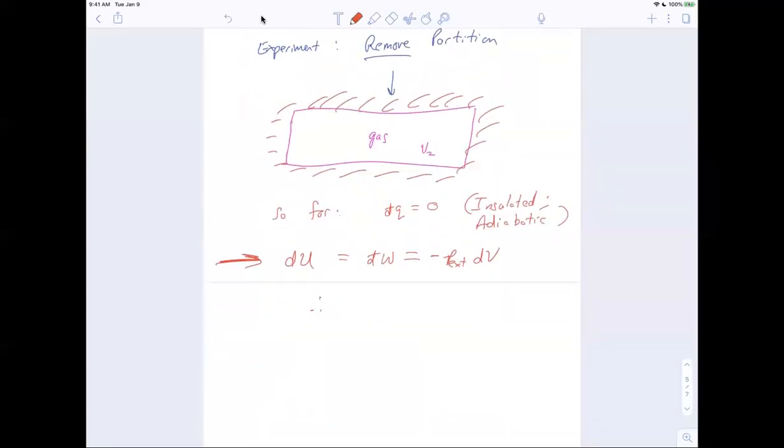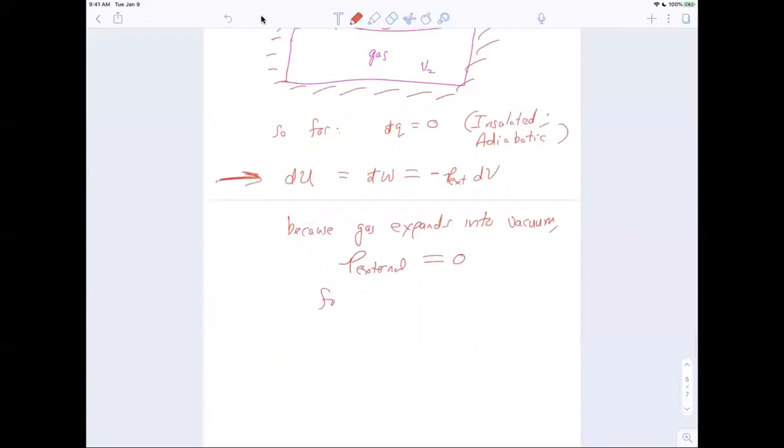Because gas expands into vacuum, P external equals 0 for the entire process. Therefore, dW and the integrated form of work will be 0, and W is 0. Okay, is everyone clear on that?